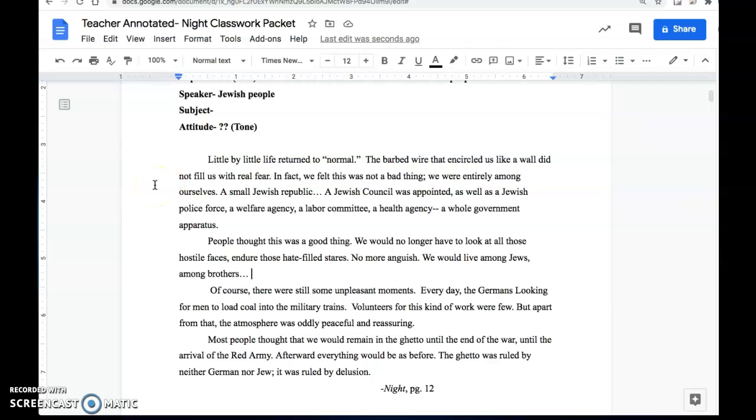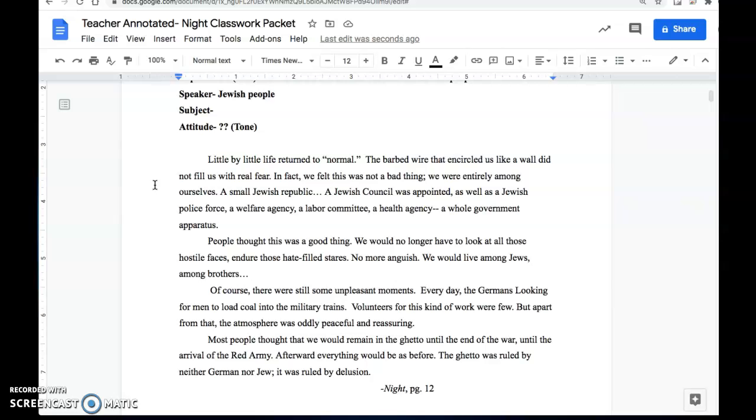Little by little, life returned to normal. The barbed wire that encircled us like a wall did not fill us with real fear. In fact, we felt this was not a bad thing. We were entirely among ourselves. A small Jewish republic. A Jewish council was appointed, as well as a Jewish police force, a welfare agency, a labor committee, a health agency, and a whole government apparatus.